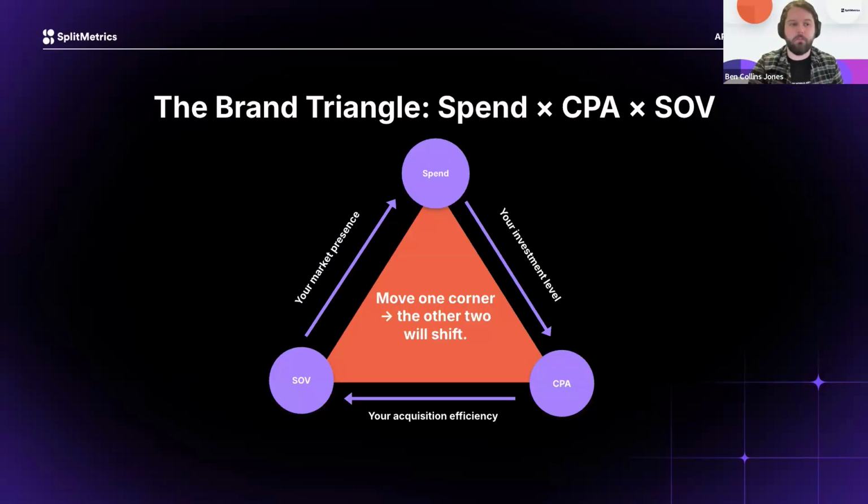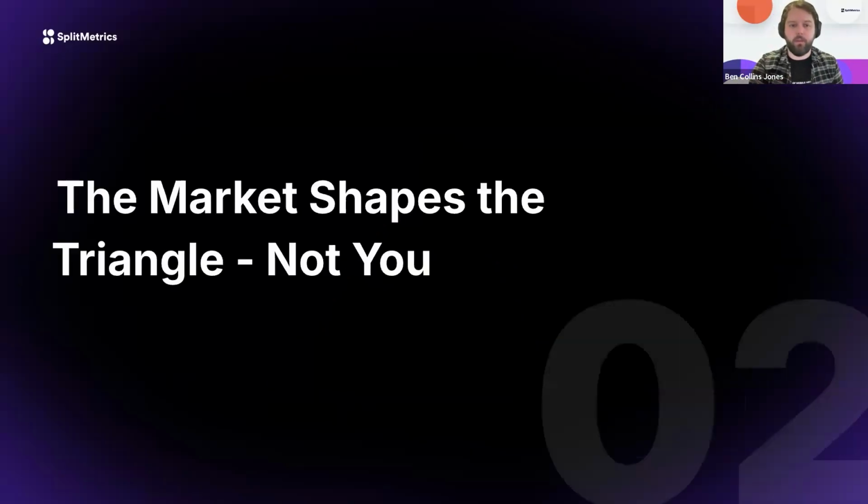Taking that a little bit of a step further, the market is something that shapes the triangle, not you. It's marked by competition. It's marked by auction dynamics. It's dictated by strategy position with market rules. And ultimately, the target triangle often is not the actual triangle. What you are dictating as what you would like to be your target is a completely reasonable thing that you'd like to work towards, but that triangle is not yours to shape.